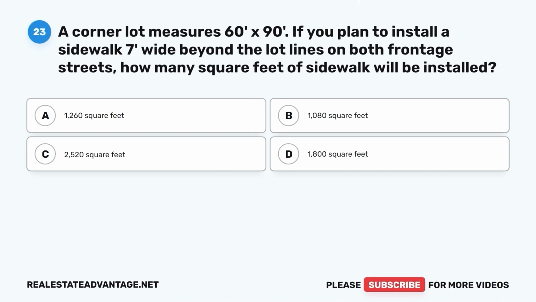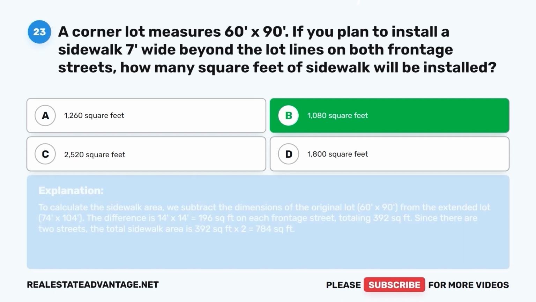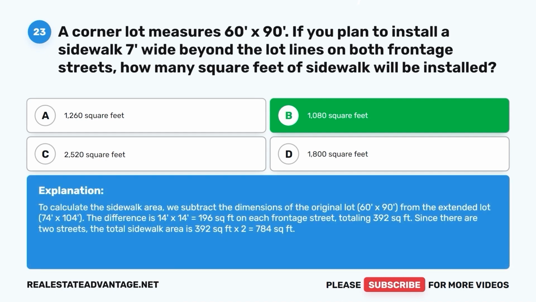Question 23. A corner lot measures 60 by 90. If you plan to install a sidewalk 7 wide beyond the lot lines on both frontage streets, how many square feet of sidewalk will be installed? A. 1,260 square feet. B. 1,080 square feet. C. 2,520 square feet. D. 1,800 square feet. The correct answer is B. 1,080 square feet. To calculate the sidewalk area, we subtract the dimensions of the original lot, 60 by 90, from the extended lot, 74 by 104. The difference is 14 by 14 equals 196 square feet on each frontage street, totaling 392 square feet. Since there are 2 streets, the total sidewalk area is 392 square feet times 2 equals 784 square feet.